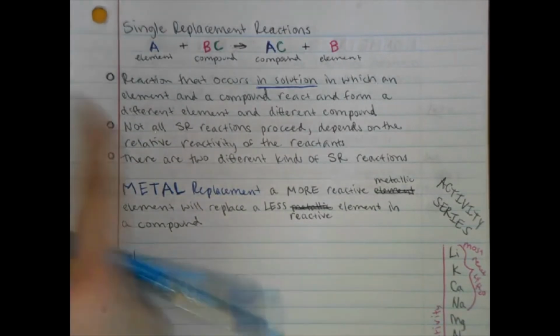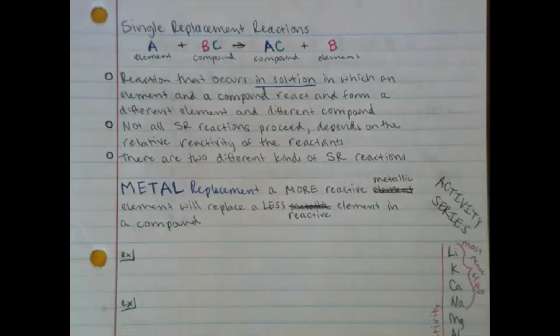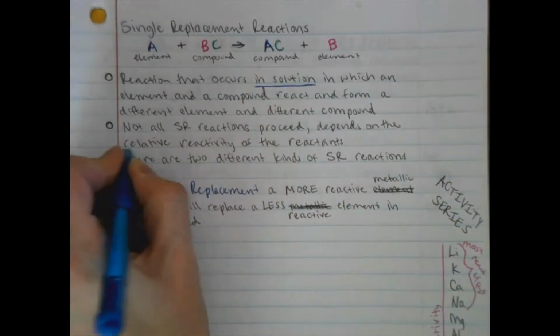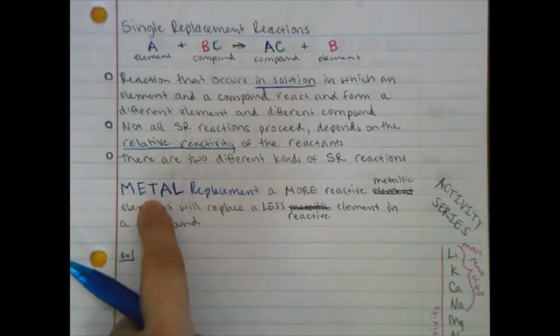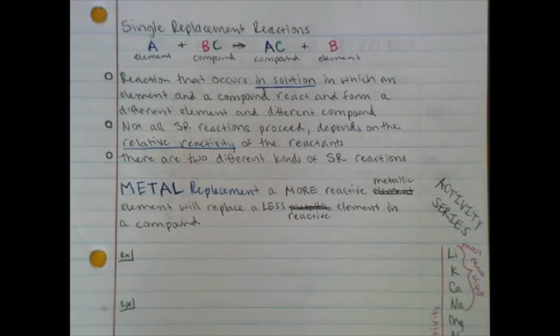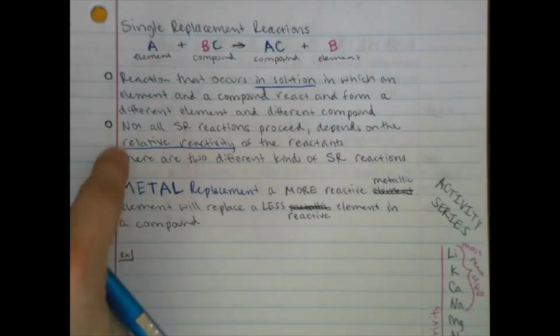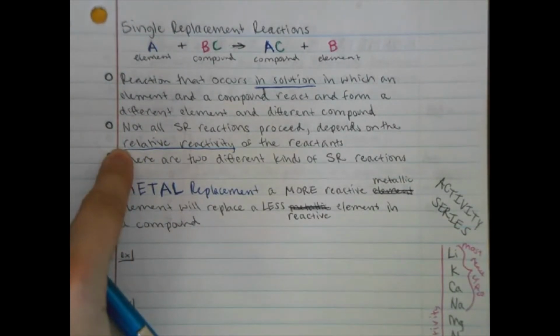And a different note, and this has not been the case for us thus far, not all single replacement reactions happen. Just because you set up a reaction, just because you put two chemicals in the vicinity of each other, does not mean that anything's going to happen. It's going to depend on the relative reactivity of the reactants. Okay, and I'll definitely talk more about that. And then there are also two different kinds of single replacement reactions. We have metal replacement reactions, and then on the back side of this, I'll discuss non-metal replacement reactions. So going back to this phrase right here, relative reactivity, that is what determines if a reaction happens or not.